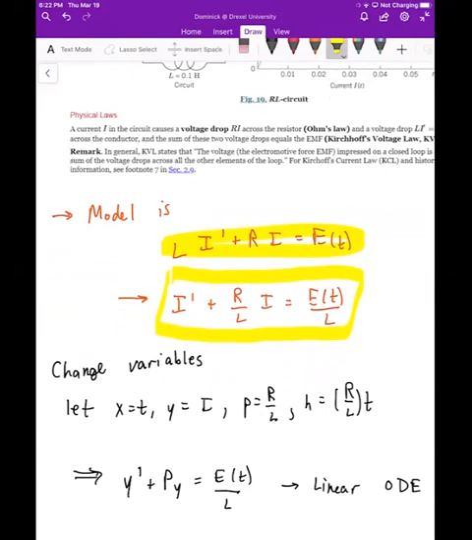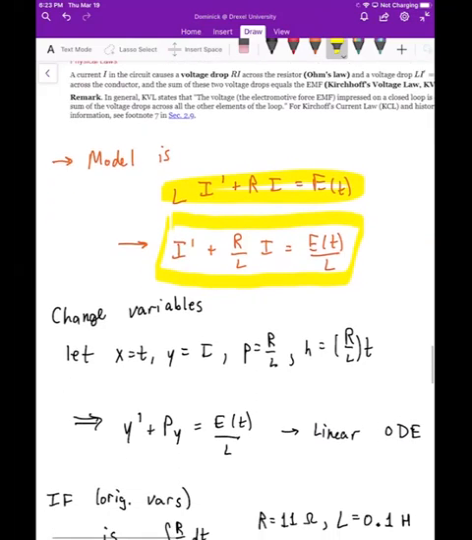You can let X be T, you can let Y represent your I here. We're going to take our function P to be R over L, and we're going to take H to be R over L times T, right? And then if we do that, you get the following linear ODE, which is Y prime plus P times Y equals E of T over L. And of course, this is a linear ODE because it can be written in the form that we said we needed to be able to write it in for it to be linear.